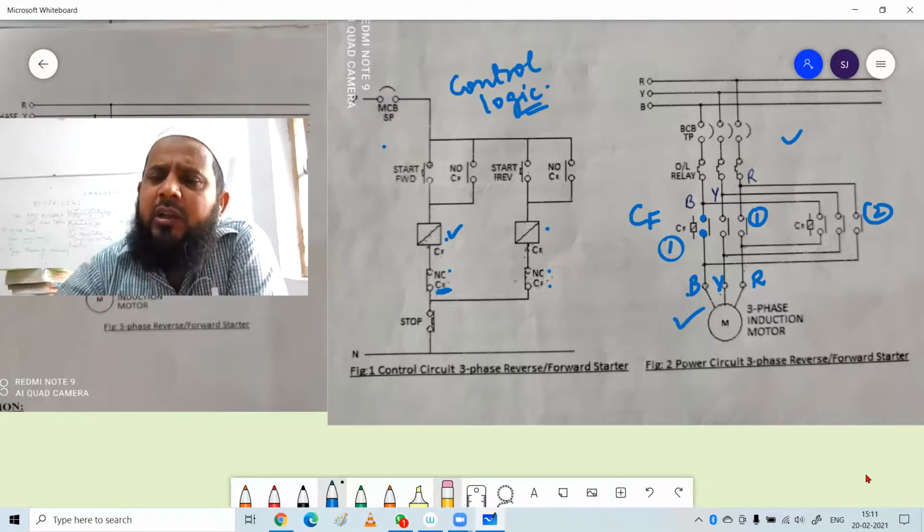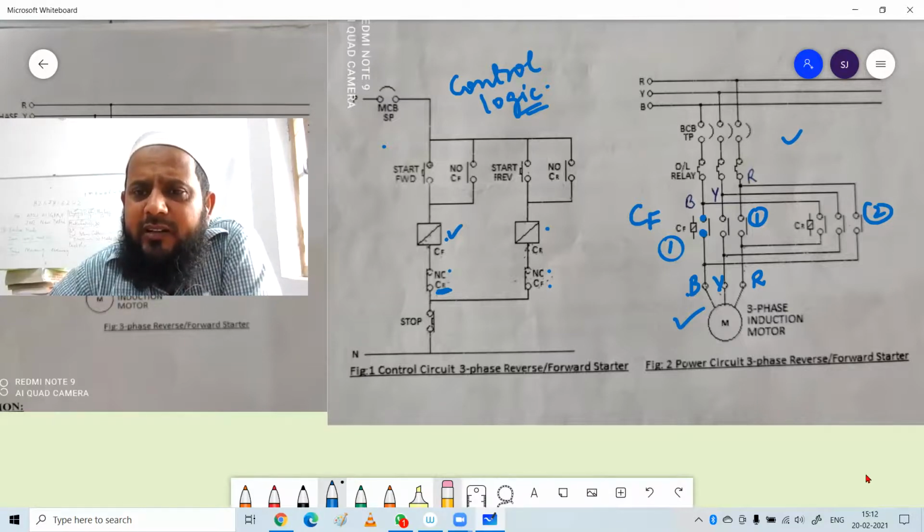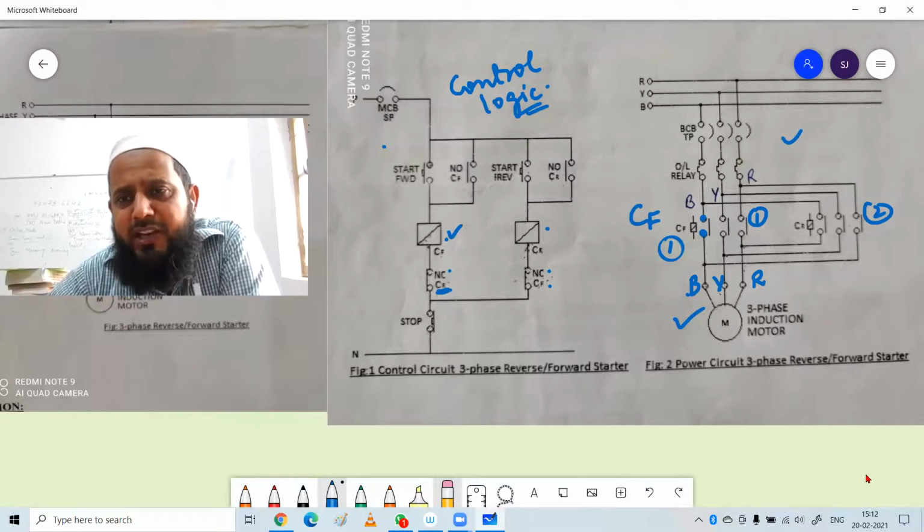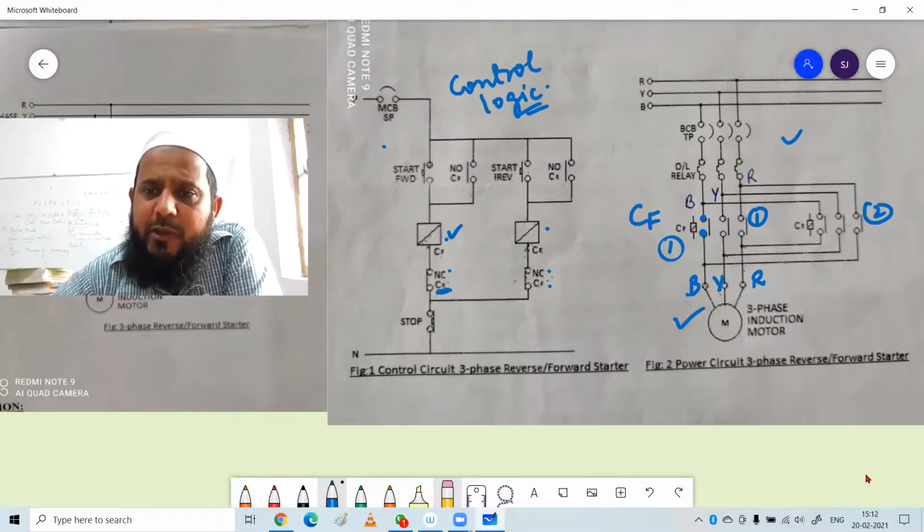So to ensure that there must not be any accident, because if any two lines will be connected then there will be a short circuit. So to avoid short circuit we do such an arrangement.